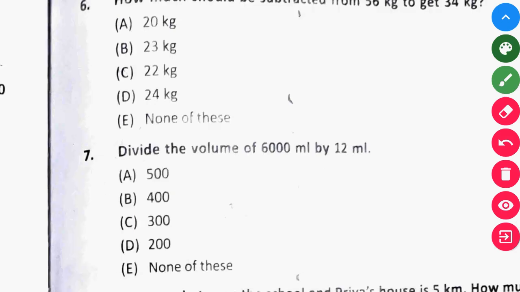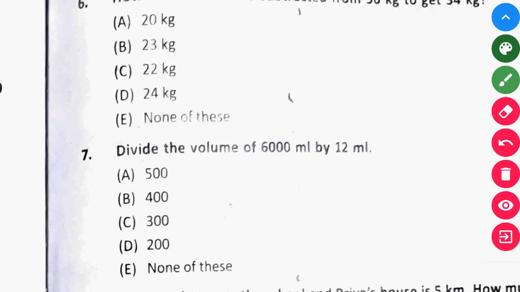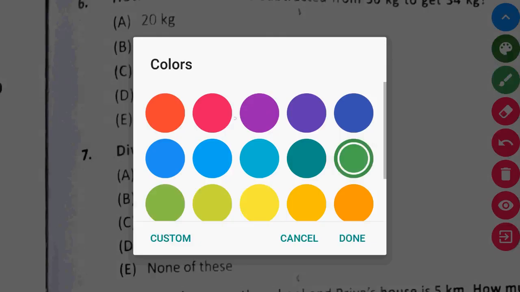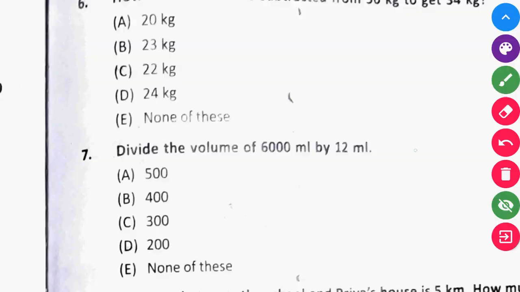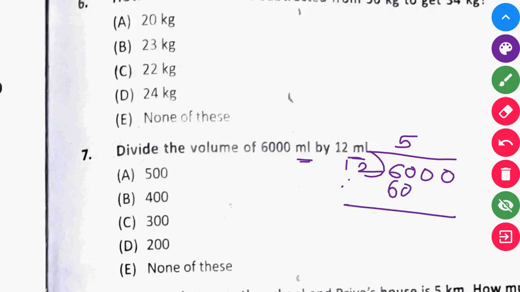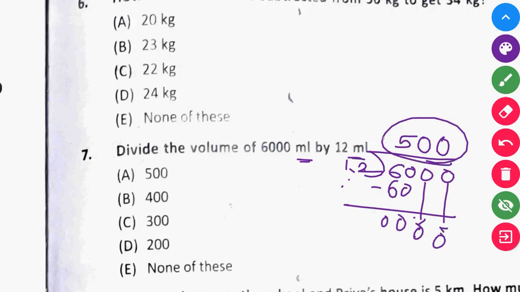Now divide the volume of 6000 ml by 12 ml. Now see, we have to divide 6000 by 12. Both are in ml only, so no conversion is needed here. 12 ones are 12, 12 twos are 24, 12 threes are 36, 12 fours are 48, 12 fives are 60. This 0 will come down, 12 zeros are 0. Again this 0 will come down, 12 zeros are 0. So 500 is the answer, which is option A.